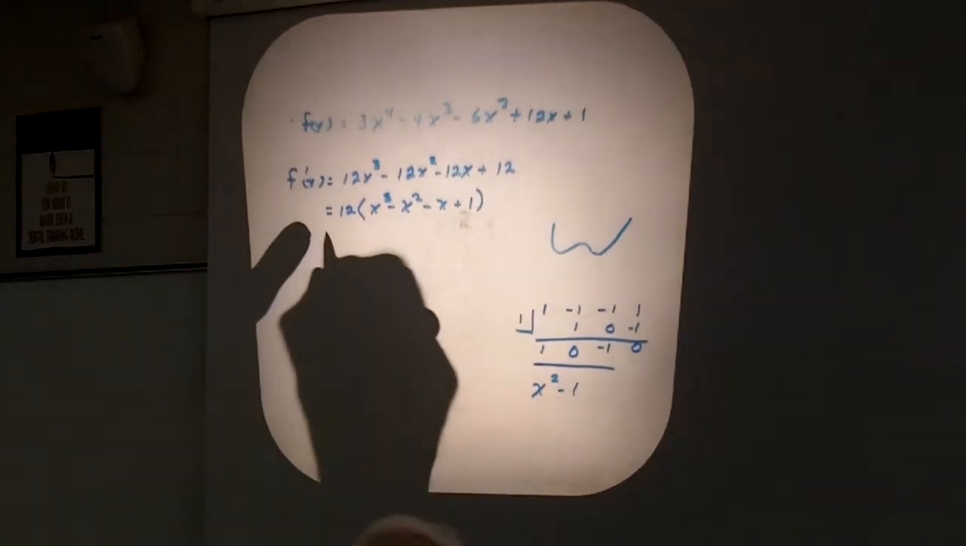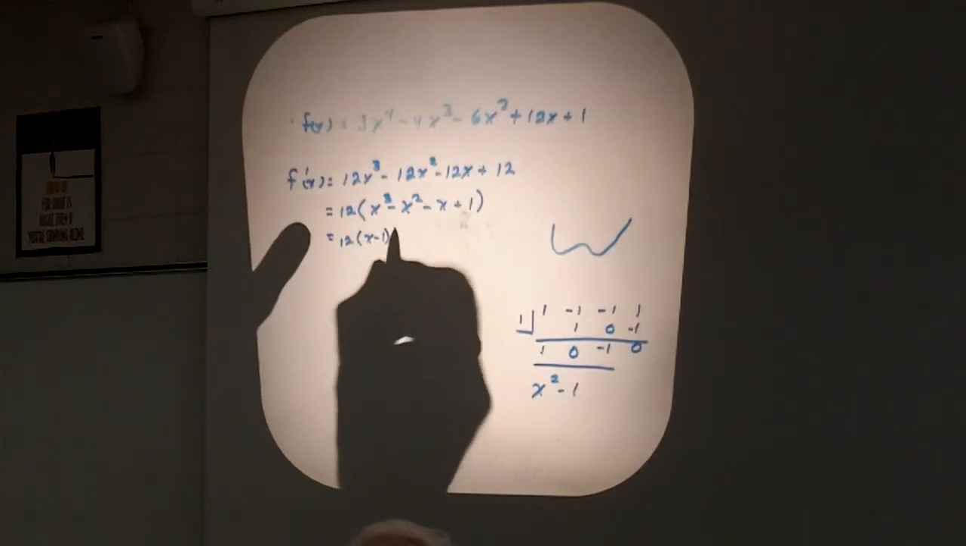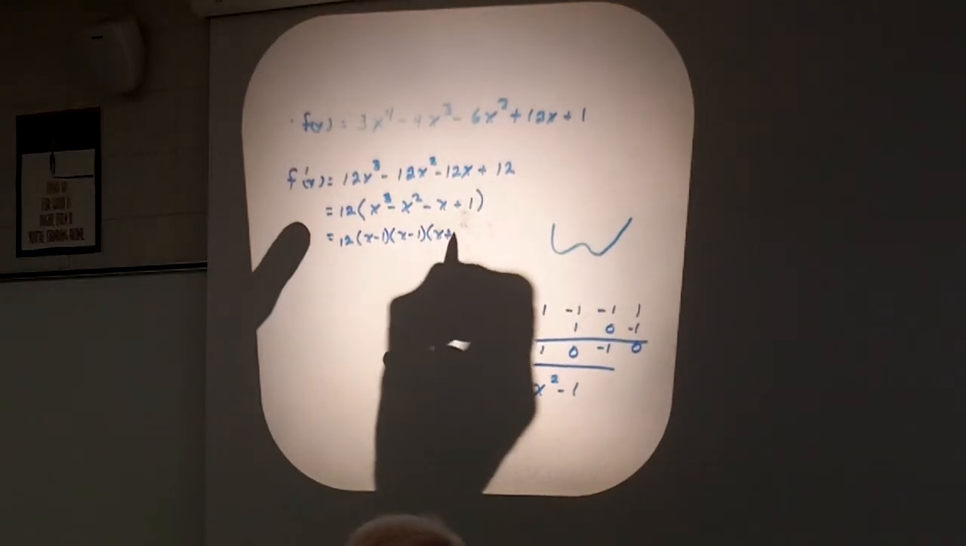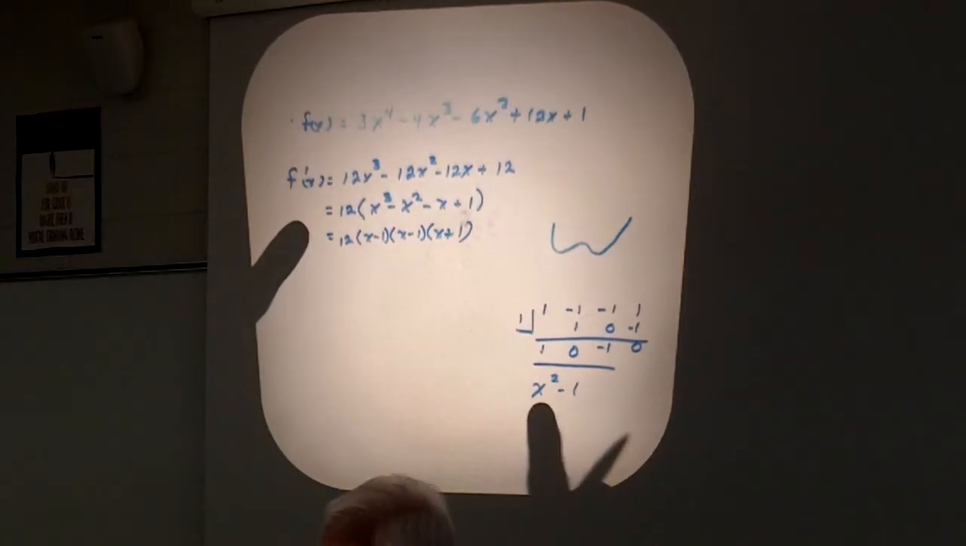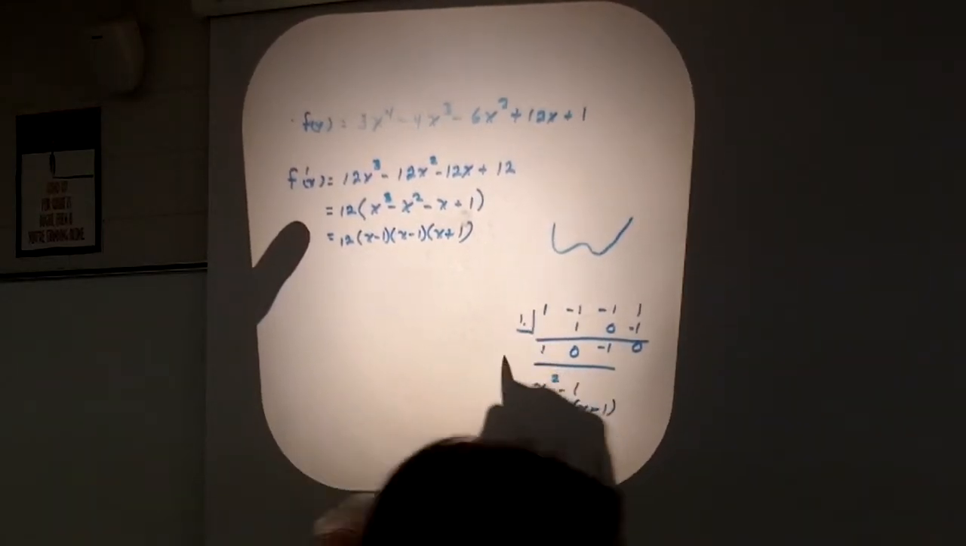Okay, now what I'm saying is this. This is equal to this, and it's going to be x minus 1 times this one, which is another x minus 1 times x plus 1. Are you with me? No. No or yes? No. What are the factors of this? x plus 1, x minus 1. Okay, so you got those. And what's this? That's x minus 1.